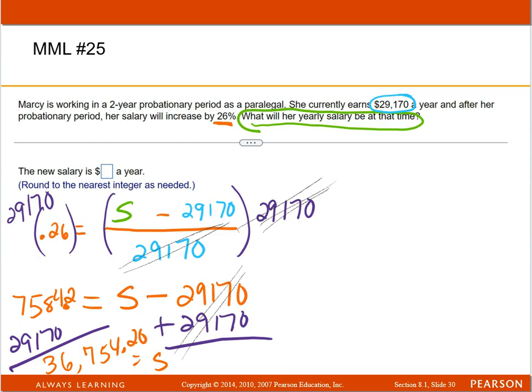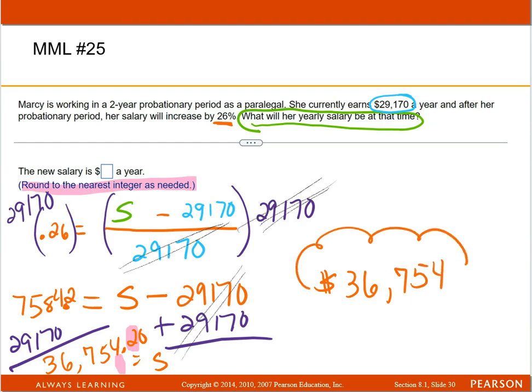And she'll be making $36,754.20. And let me read, let's see, round to the nearest integer as needed. Okay, the nearest integer, the 4 is the nearest integer. The next number is a 2, so it's just going to stay a 4. So her salary will be $36,754. Big bucks. Okay.